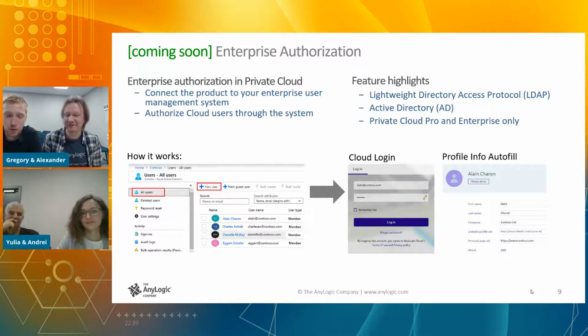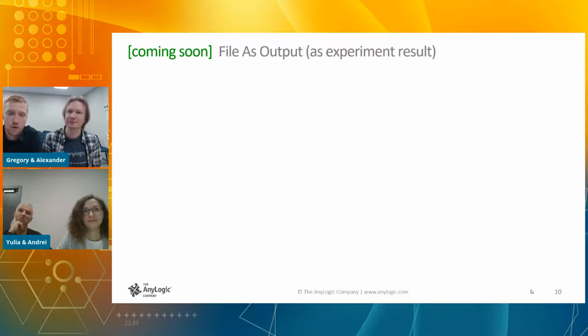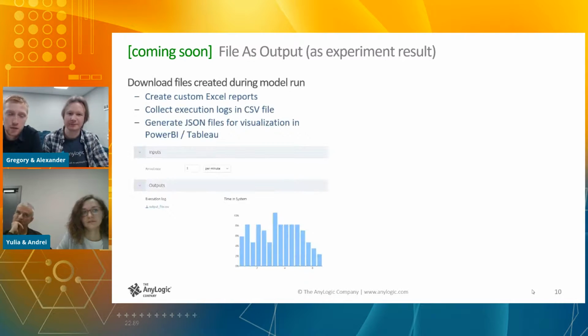Thank you, Alex. And we come to another feature: file as output. As an experiment result, you get a file. It means that the model generates some file during the experiment execution, and you should be able to download it from the cloud dashboard. It can be some custom Excel reports you want to generate manually. It can be some custom execution logs you want to collect in a CSV file, or it can be custom JSON files you want to import to Power BI or another kind of data visualization software.